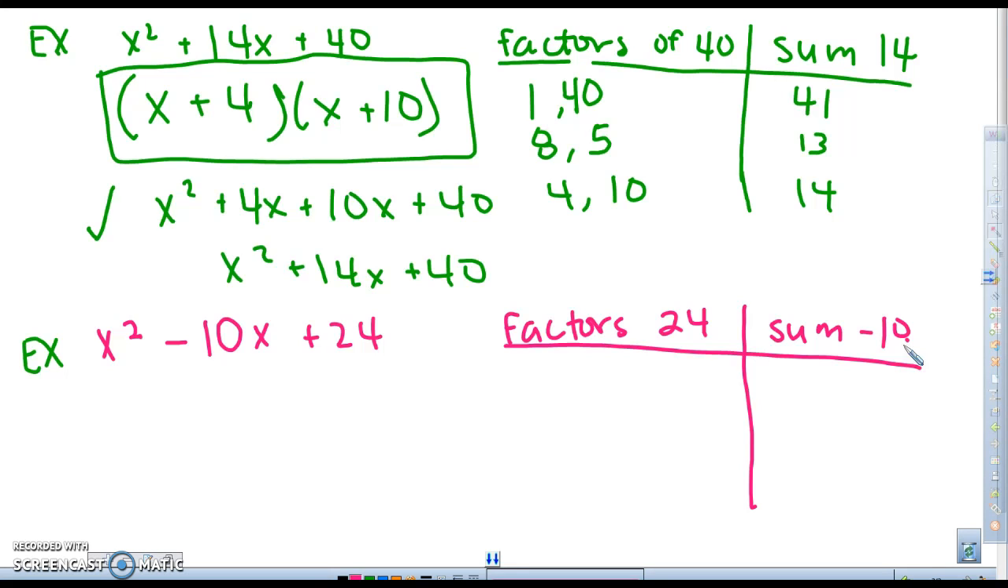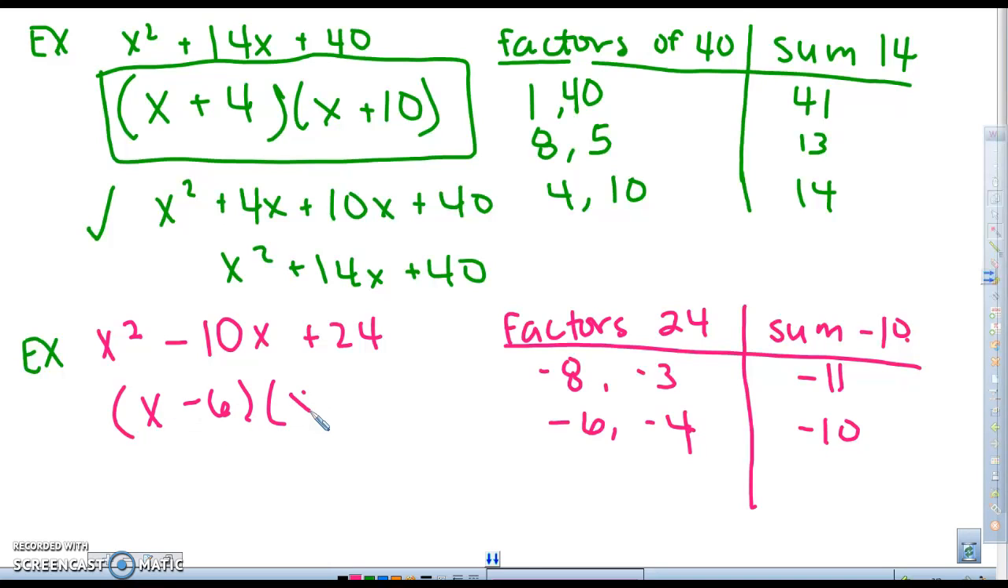Well, remember that a negative times a negative gives me a positive. So I can use things like negative 8 and negative 3. They multiply together to give me a positive 24. But when I add them together, I get a negative 11. Again, that's not quite what I'm looking for, so I try something else. Negative 6, negative 4. When I add those together, I get a negative 10, so those will work. So I come over here and I have x minus 6, x minus 4.